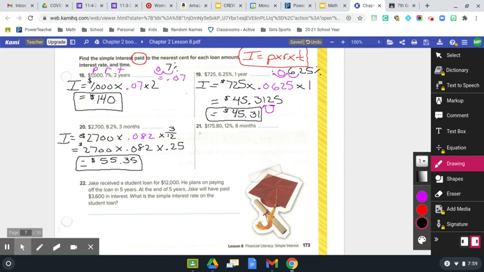You tried this one, number 21. So pause the video, go through, find the interest. Remember, this has to be 8 months out of 12 months. Try that. See what you get for how much interest you owe back on that loan.